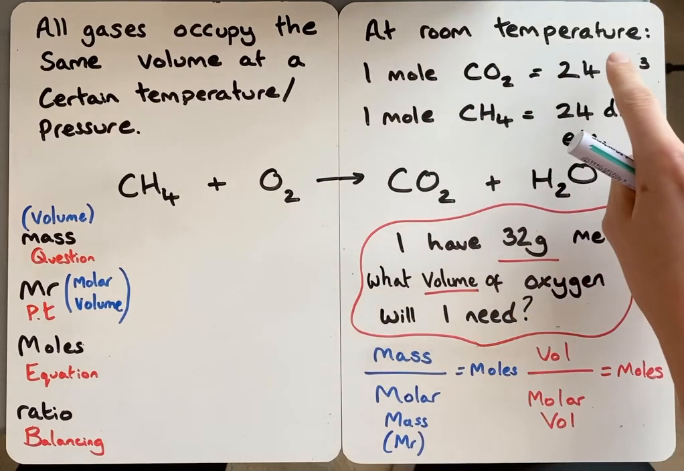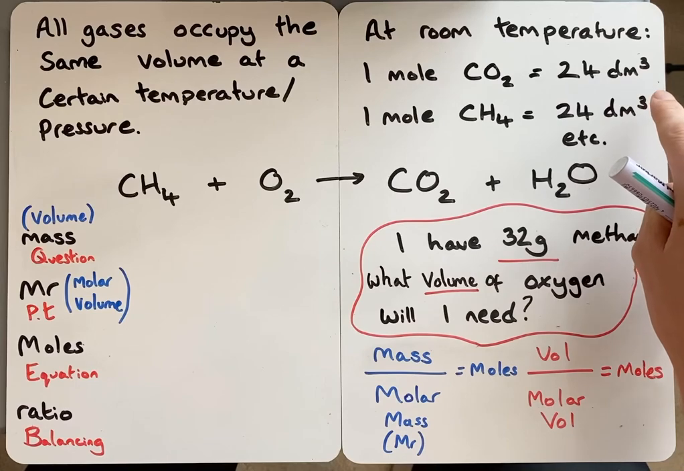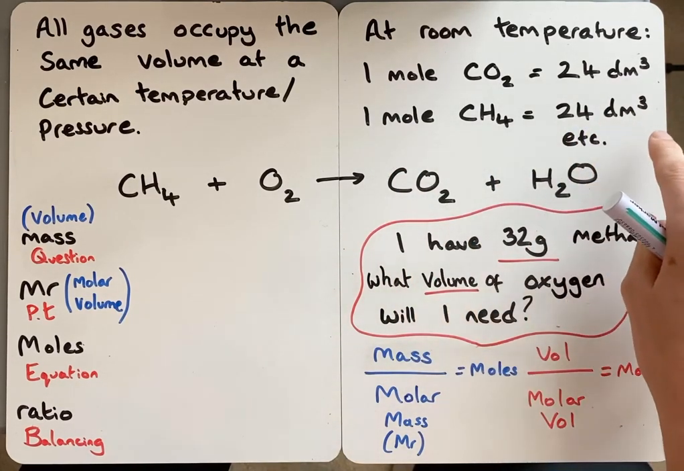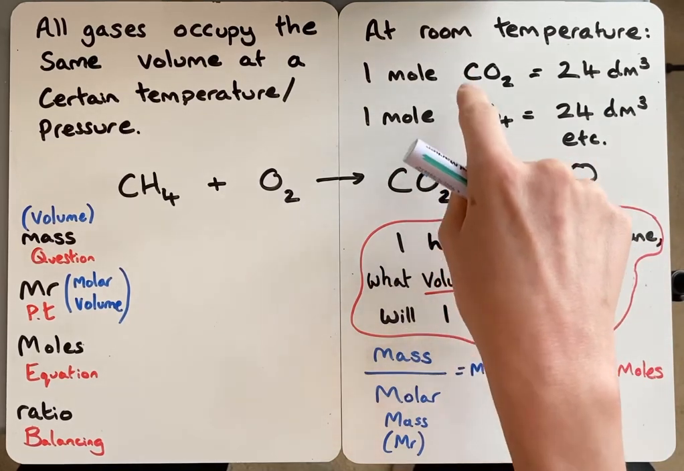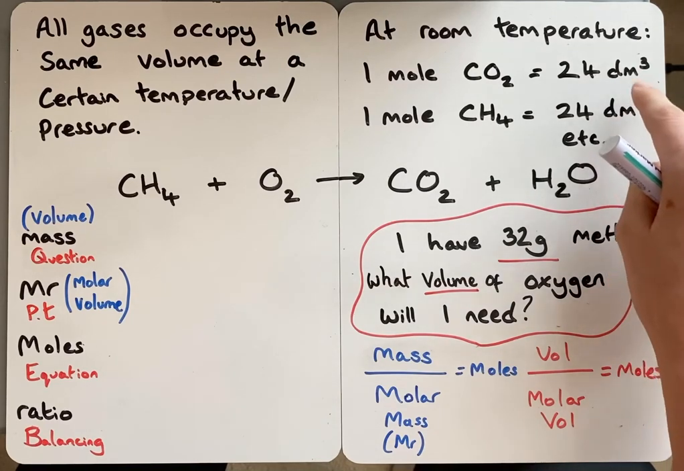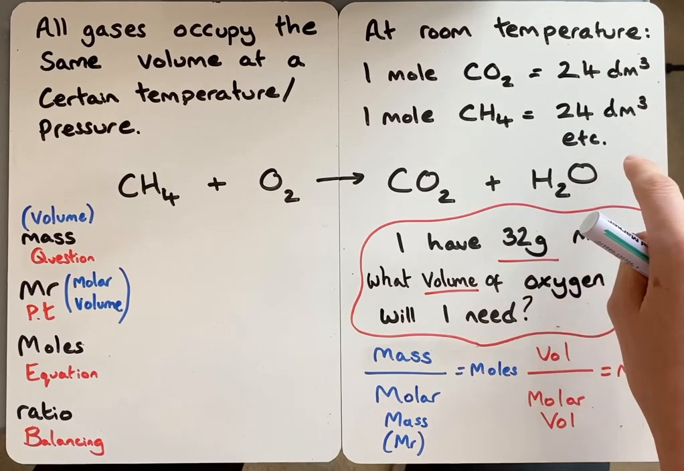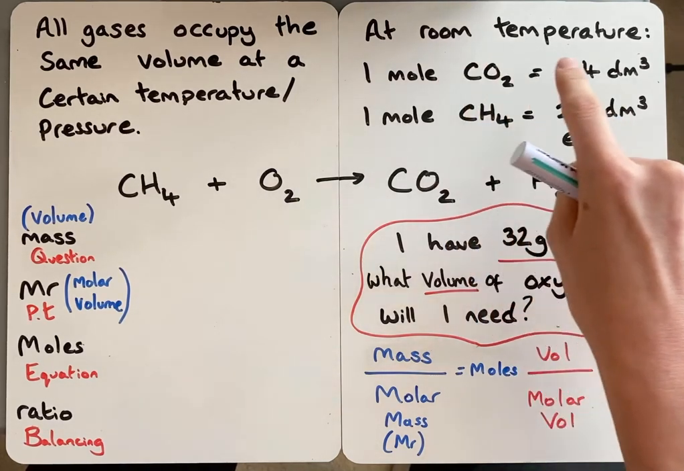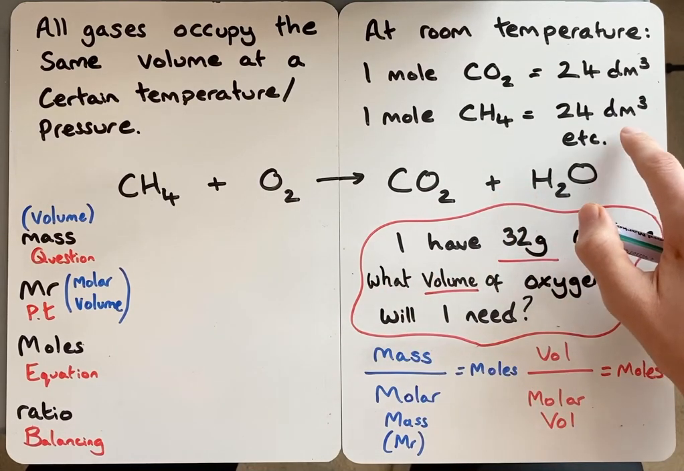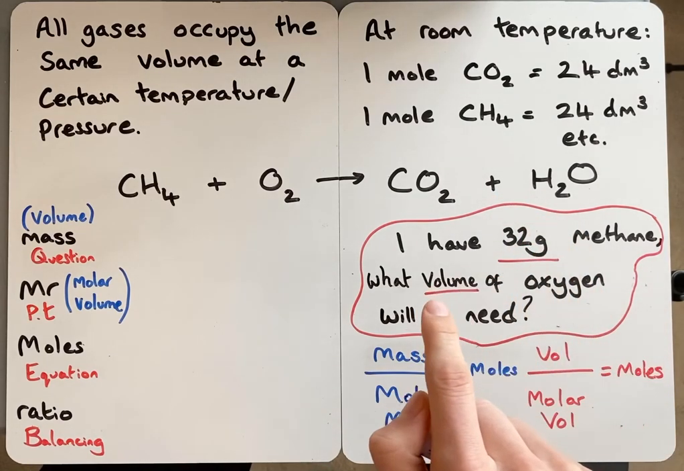So at room temperature, 1 mole of carbon dioxide occupies 24 decimeters cubed. 1 mole of methane also occupies 24 decimeters cubed. Even though the two have very different molar masses, they have the same molar volume. They occupy the same space, and that would be true of any gas. Most experiments that you see in your exams will be done at room temperature, and therefore the molar volume will be 24 decimeters cubed. That means that any gas will have a molar volume of 24 decimeters cubed.